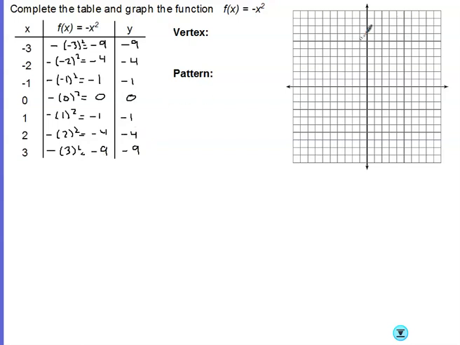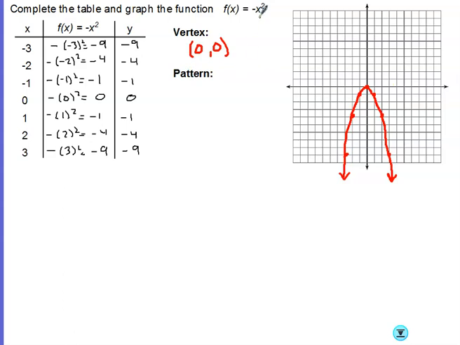When I go to graph, I've got negative 3, negative 9 now, so I'm down here. Negative 2, negative 4, negative 1, negative 1, 0, 0, 1, negative 1, 2, negative 4, and 3, negative 9. And I connect my dots. So this is still a parabola, and the vertex is still at 0, 0. I'll try connecting those a little better. That vertex is still at the origin, but my pattern is going to change.